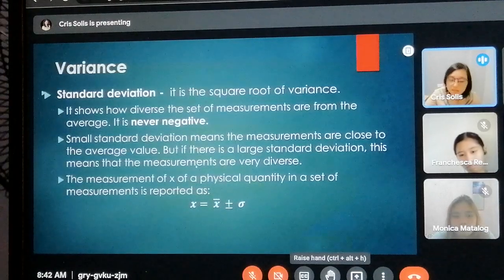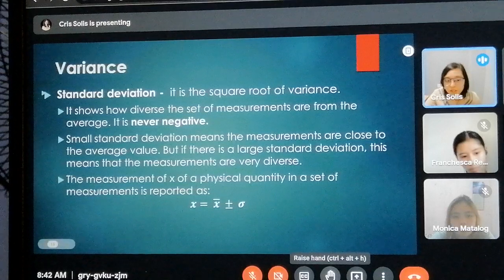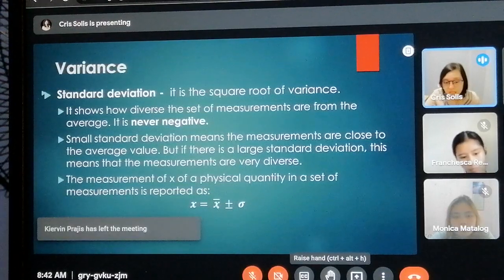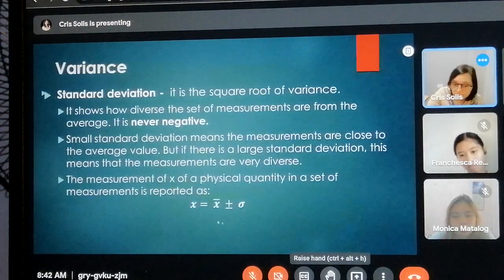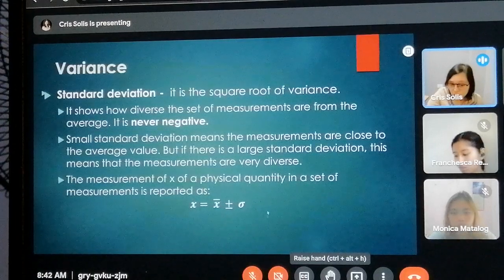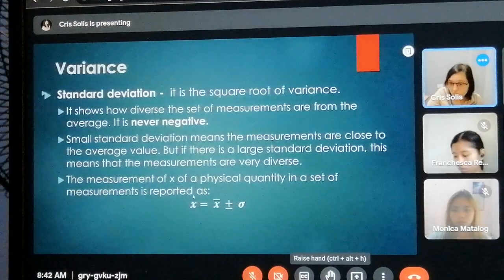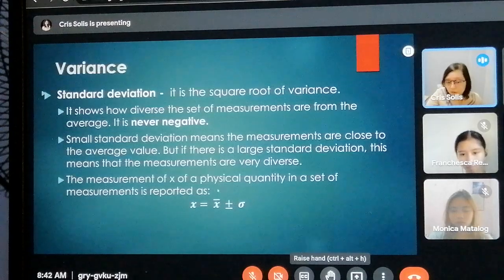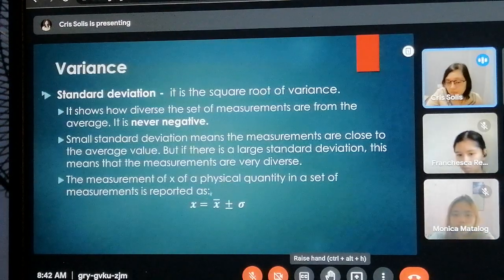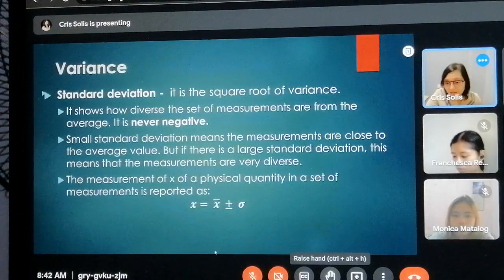Now, the next one is the measurement of your x or physical quantity: the set of measurements corresponding to your mean plus minus your standard deviation. Meaning, ito po yung range. Fine. Dito po naglalaro yung inyong possible quantity. Okay?